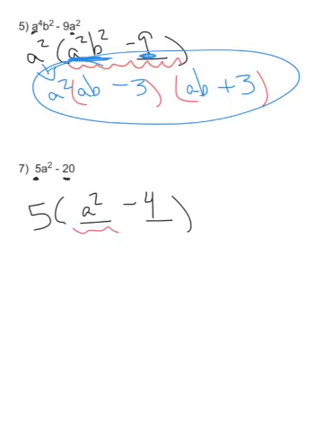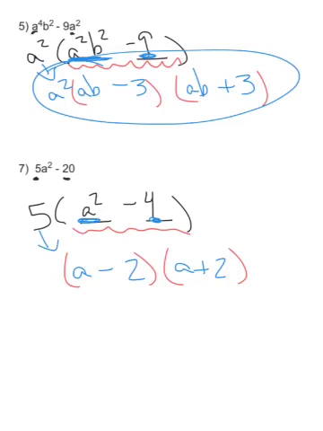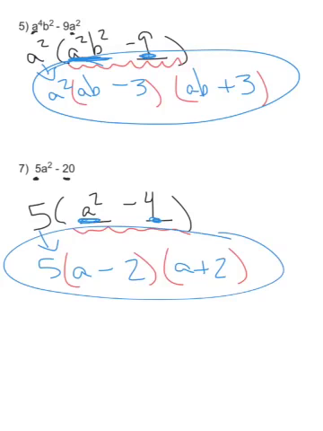So now we're going to look at the parentheses, see if we can factor difference of squares here. So we'll take our 2 sets of parentheses, set them up, and start with the square root of a squared, which is just taking half of it, which is a. And the square root of 4 is 2. Have 1 be a minus, 1 be a plus, and we'll bring down that greatest common factor, which is 5.